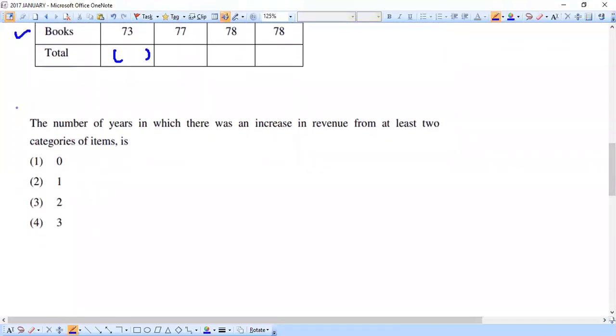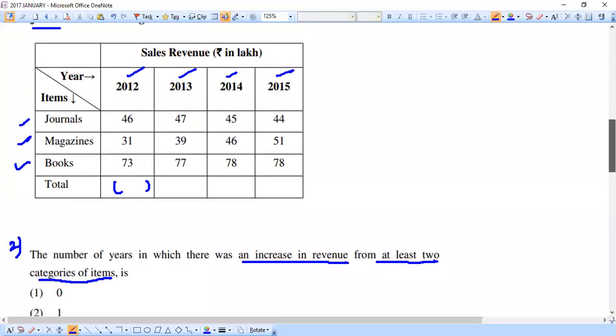Let's just number this one as question number 2. The number of years in which there was an increase in revenue from at least 2 categories of items is going to be how many years? This is our first question. So again, it's going to be a very simple question. There's no calculation it's going to involve here for this question. It's just going to be our observation. We just need to observe and get the answer.